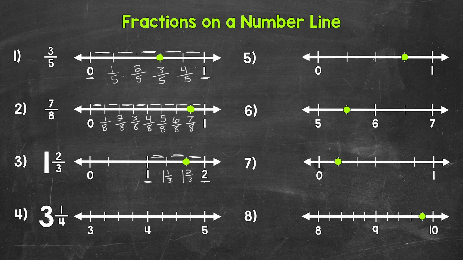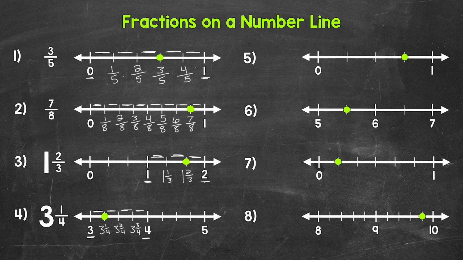We have 3 and 1/4. This is greater than 3, but less than 4. So this is going to be in between 3 and 4. We have 1, 2, 3, 4 equal parts in between 3 and 4. So fourths. This is 3 and 1/4, 3 and 2/4, 3 and 3/4, and then 3 and 4/4. That's 3 and 1 whole, so that brings us to 4. So 3 and 1/4 is right here. So there's how to plot fractions on a number line.